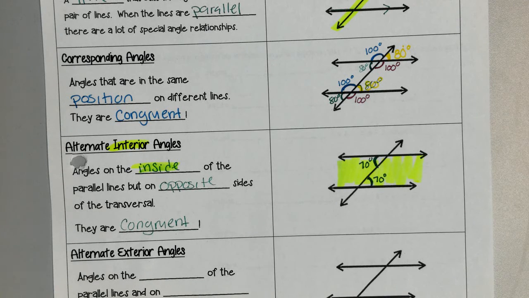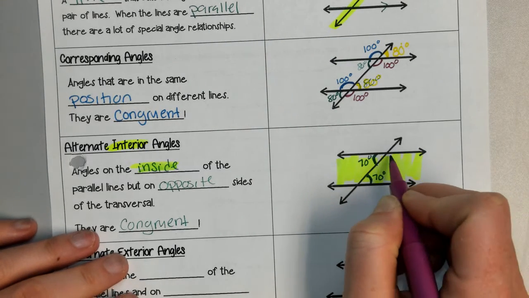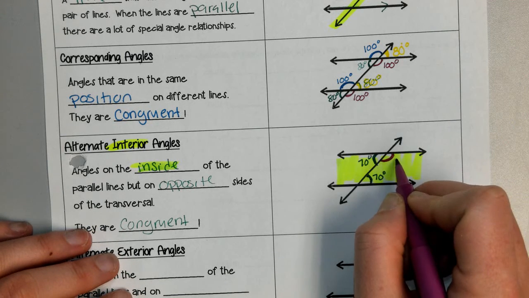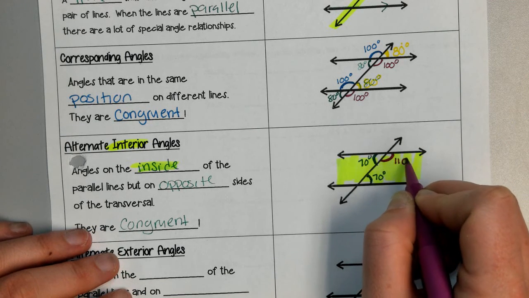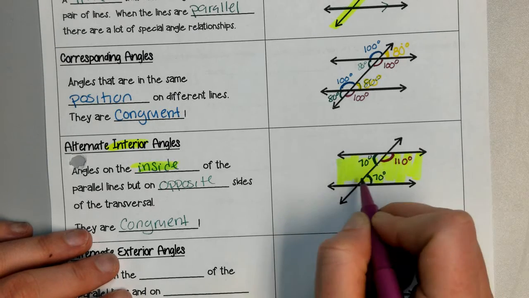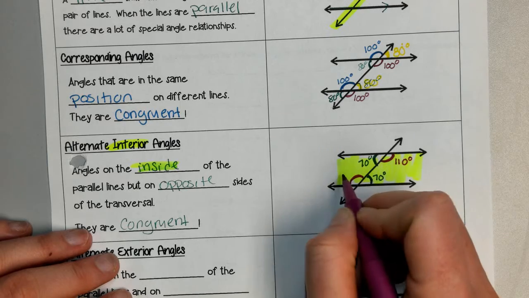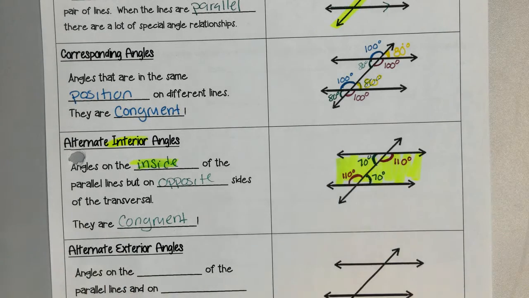You have one other alternate interior angle pair. It would be the flip side of that, the obtuse angle. So this obtuse angle is 110 degrees. When you flip it over and move it down, this is its alternate interior pair. This is also 110 degrees. So, corresponding angles are congruent. Alternate interior angles are congruent.